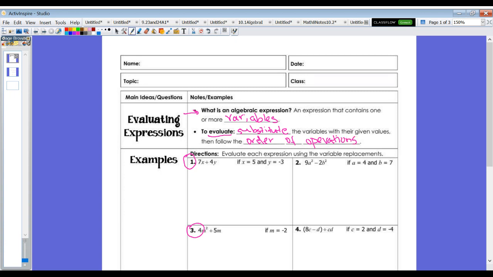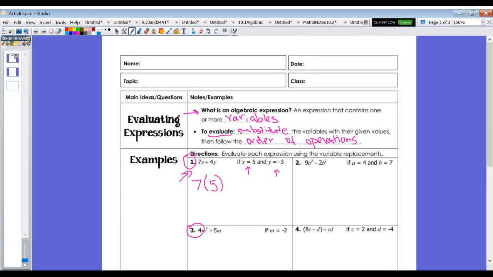So basically all you're doing when evaluating an expression, let's look at number 1 to start with. They're saying that I've got this expression 7x plus 4y, but they're saying, tell me what it equals if I'm going to say x equals 5 and y equals negative 3. So all I'm doing is everywhere I see an x, I'm going to put a 5.